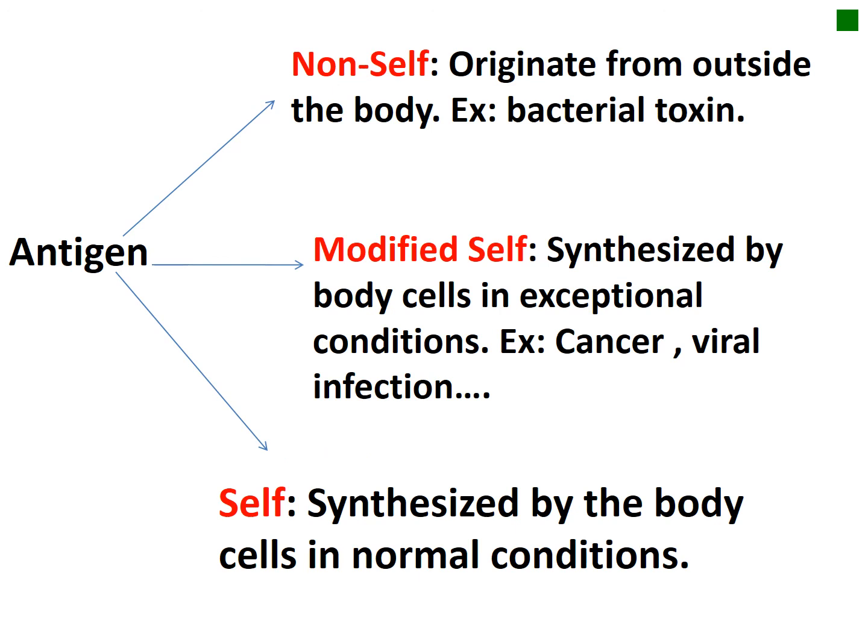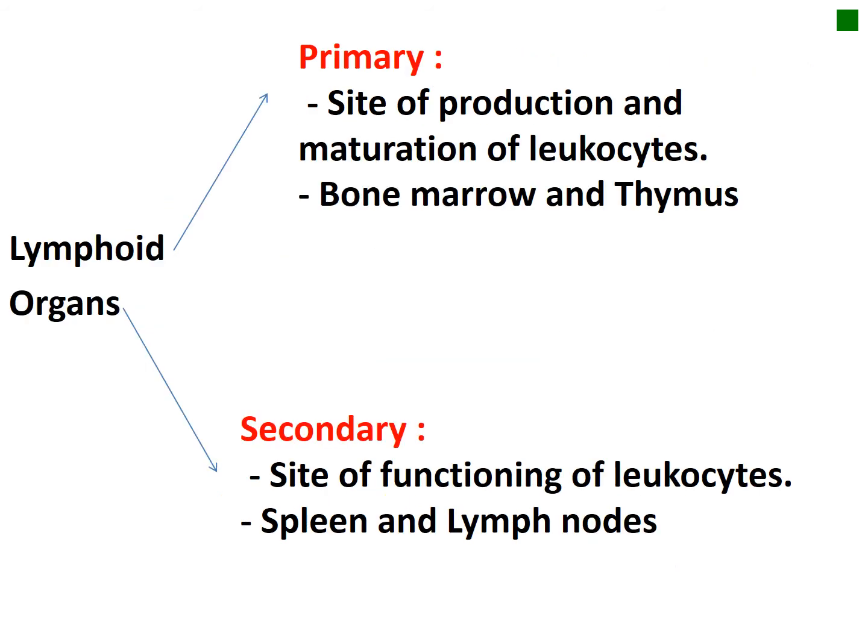Antigens can be non-self, which originate from outside. Example: bacterial toxin. Modified self is synthesized by the body cells in exceptional conditions. Example: cancerous cell. Self is synthesized by the body cells in normal conditions.